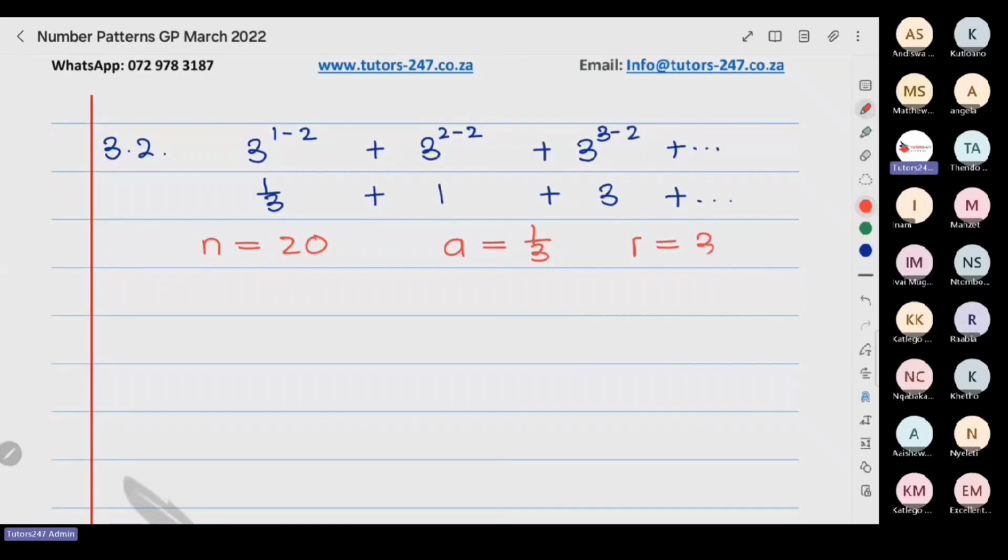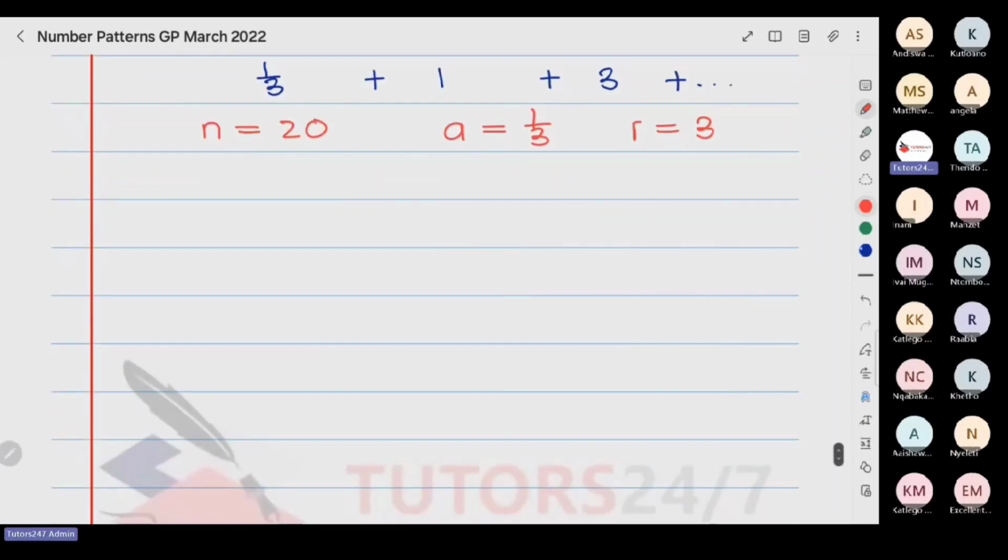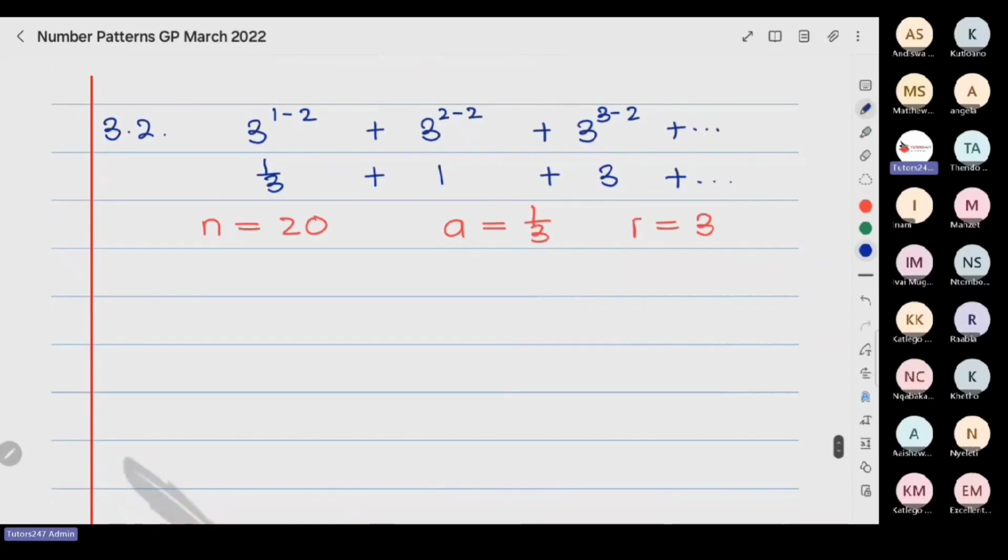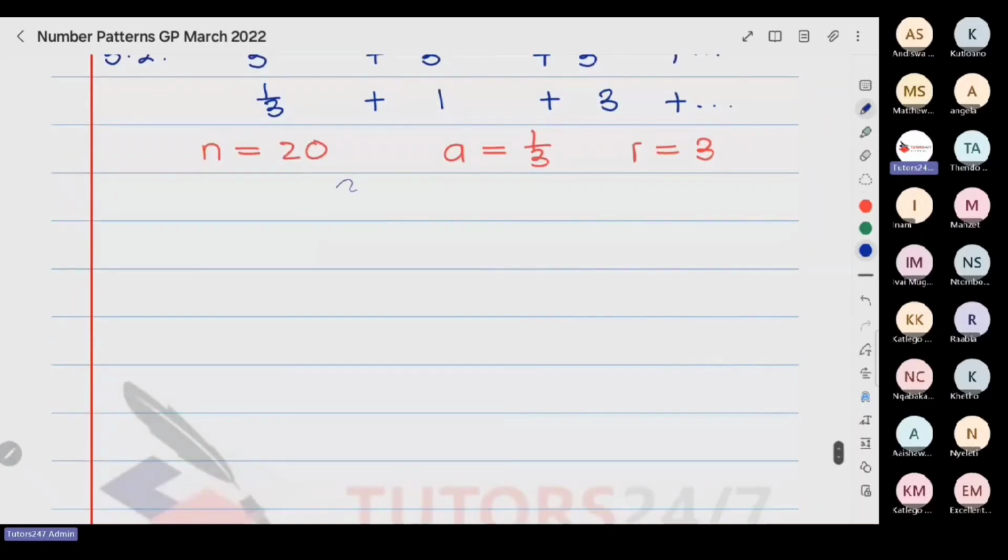Now, take note that we needed to evaluate that sigma, meaning that we needed to find the sum of all 20 terms. If you want to do this without a formula, which is a long way to do it, you find all 20 terms and you add them up. If you want to use a formula, which is much faster, you expand the sigma, find the number of terms, find A, find R, and then you can use your formula.